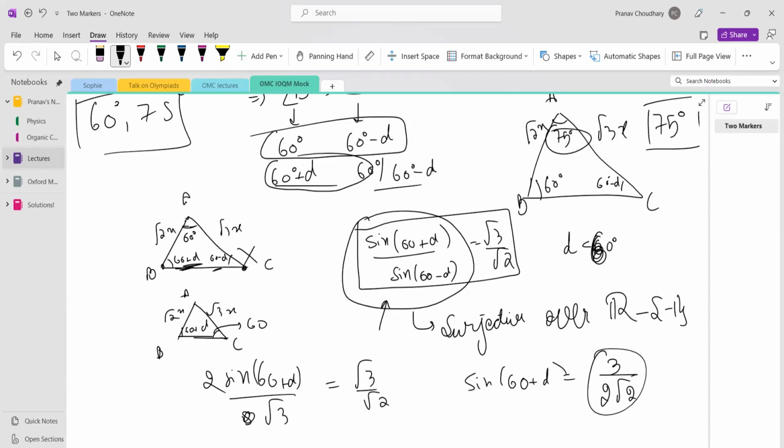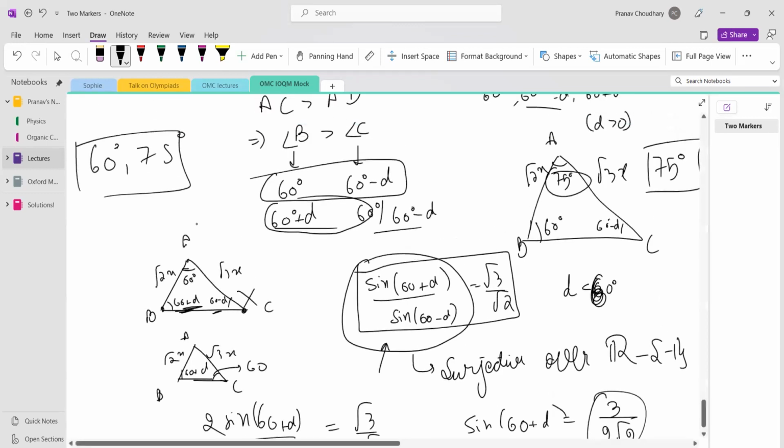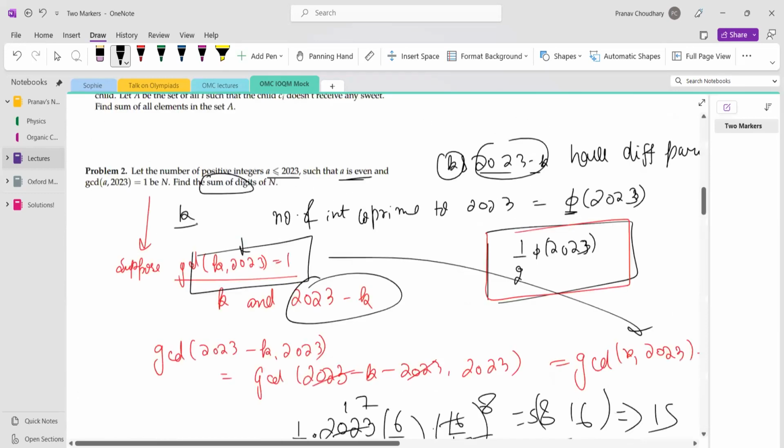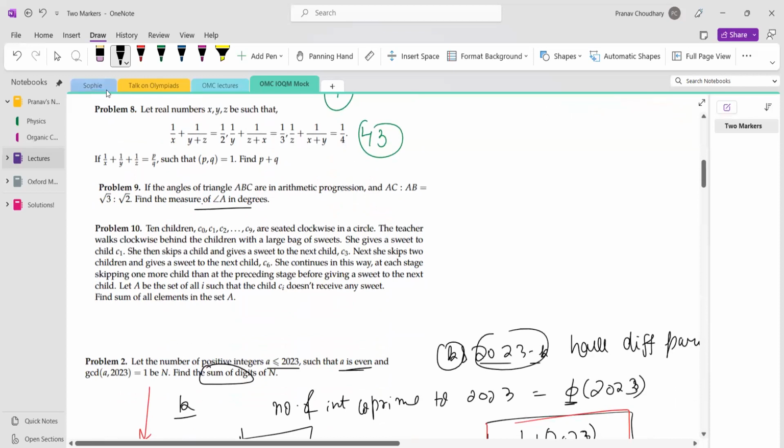And the 75 case was obvious, but this hidden case was also there. So there are two possible answers, but the question says find the measure of angle in degrees. Like I could have said find the average or something like that. It would have been fine. But since it says find the measure, the question is wrong. So bonus.